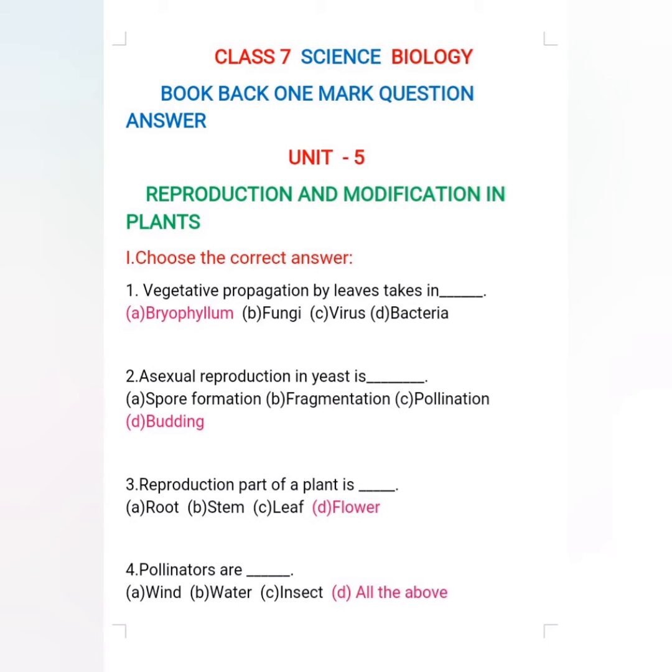Question number 2. Asexual reproduction in yeast is dash. Options are spore formation, fragmentation, pollination, budding. The correct answer is budding. Question number 3. Reproductive part of a plant is dash. The options are root, stem, leaf, flower. The correct answer is flower. Question number 4. Pollinators are dash. Options are wind, water, insect, all the above. The correct answer is all the above.